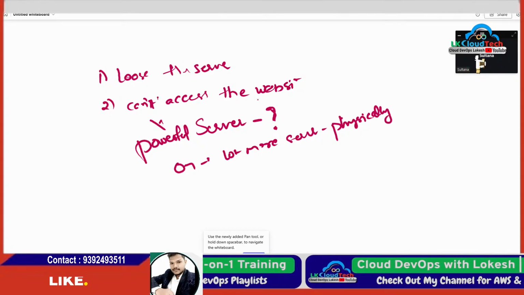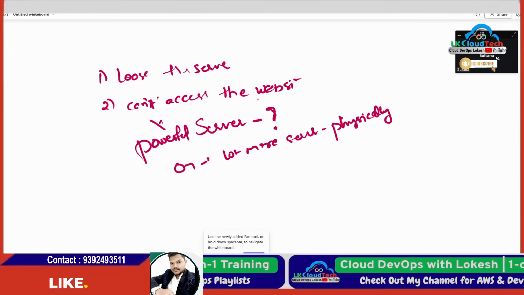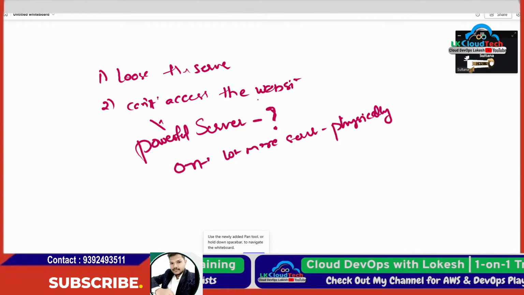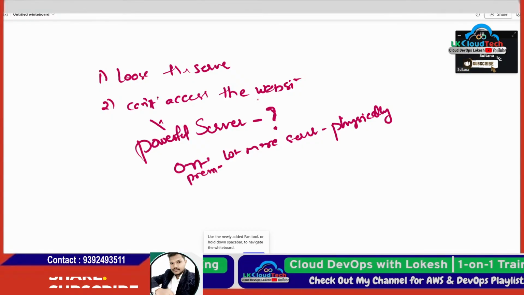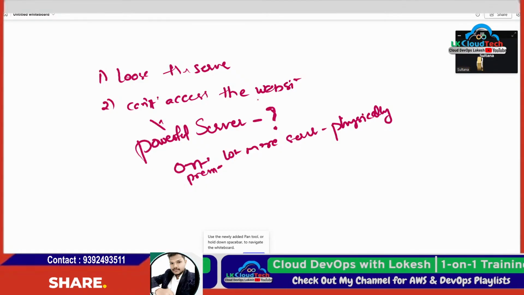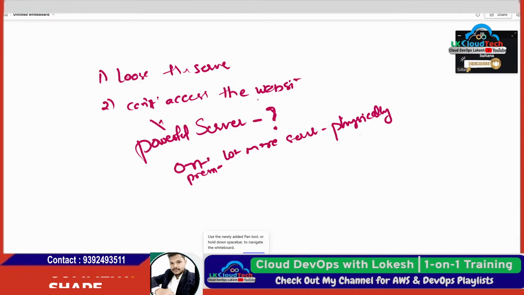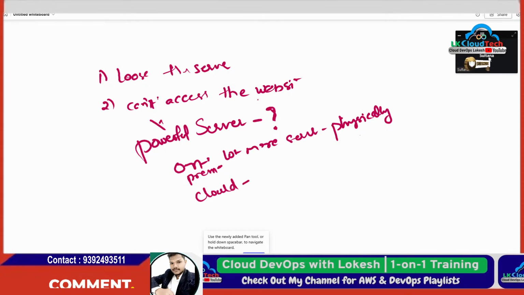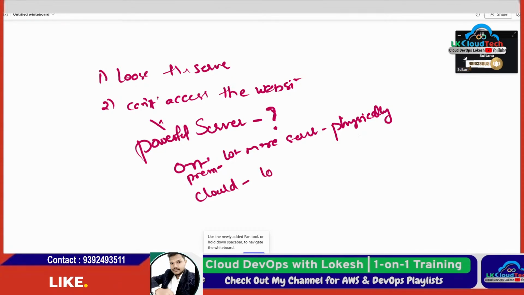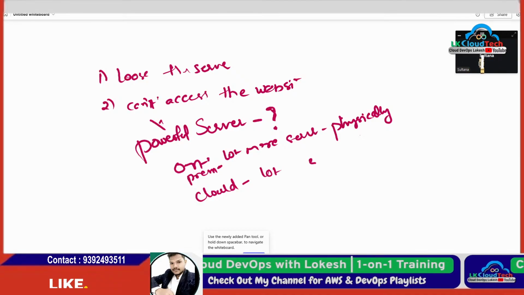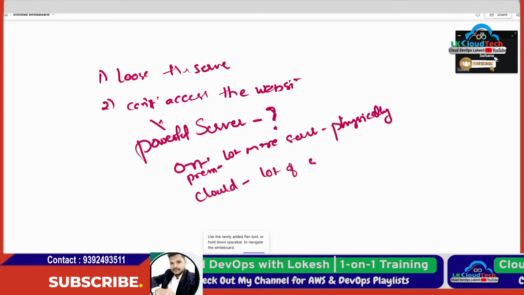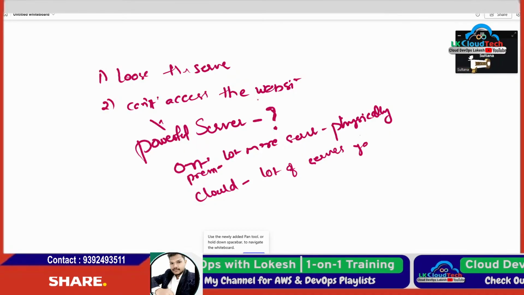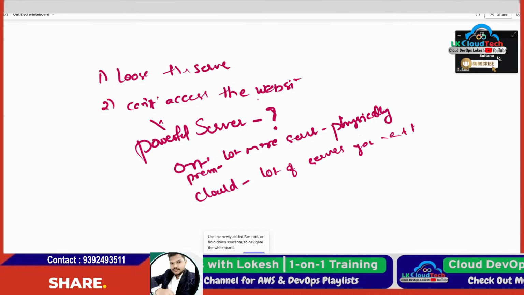understand. A lot more servers you need to keep physically if it is on-prem. You need to hold a lot of servers physically, or if it is in the cloud, to maintain the traffic, you have to put a lot of servers, a lot of servers you need to hold.